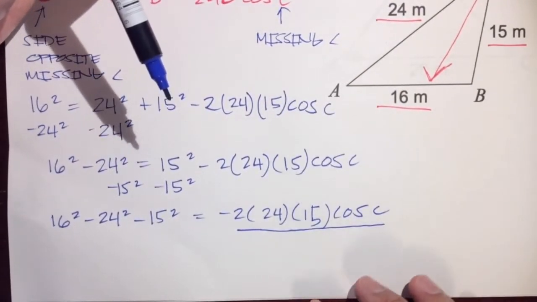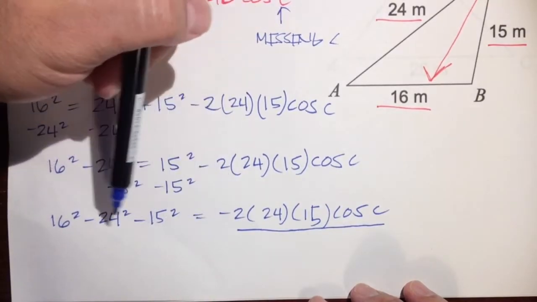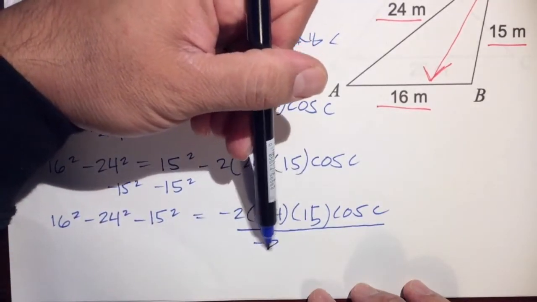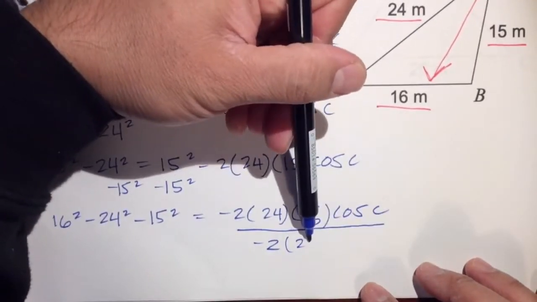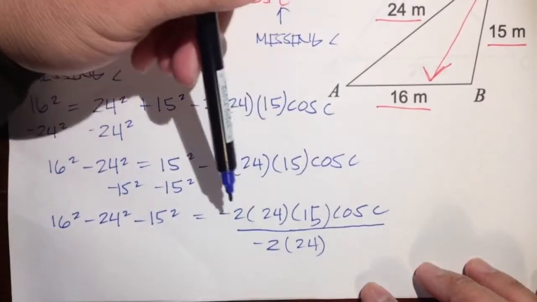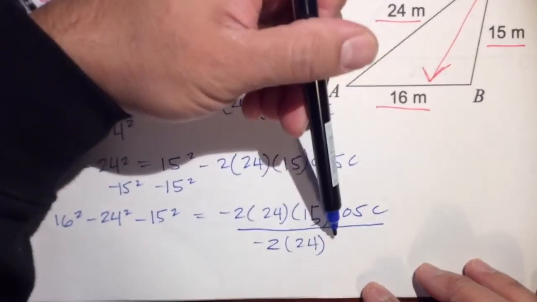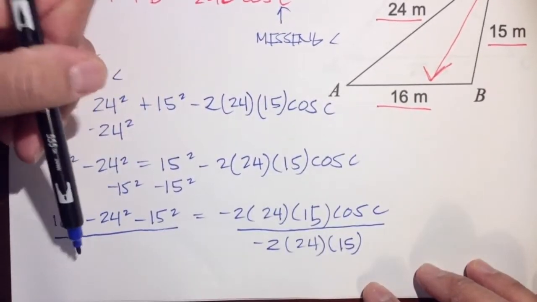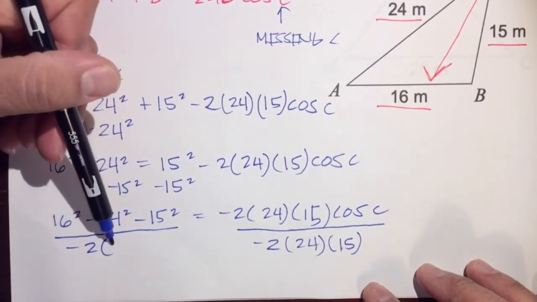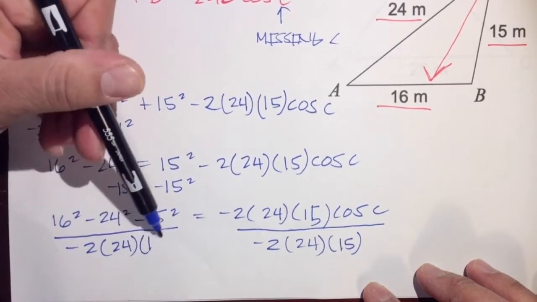Don't miss it, okay? So just stare. I want to get rid of this negative 2 and bring it to the other side. So I'm going to divide by negative 2. I want this 24 to go to the other side. So I'm going to divide by 24. And I'm also going to divide by 15. And I'm going to do that to both sides. So it'll be negative 2 times 24 times 15.